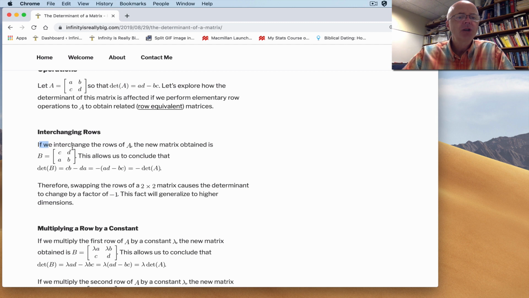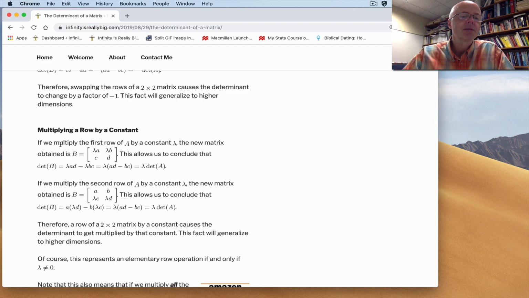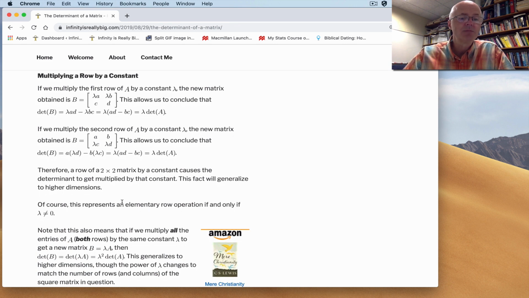You see from this computation here that if you interchange two rows, it multiplies the determinant of the original matrix by -1 for the determinant of the new matrix. If you multiply a row by a constant, like the first row by the constant lambda, then the determinant of the new matrix is lambda times the determinant of the original. Same kind of thing happens if you multiply the second row by lambda. That's going to generalize to higher dimensions as well. It wouldn't really make sense to do that when lambda is 0. It's really not an elementary row operation then, but this formula still works even when lambda is 0.